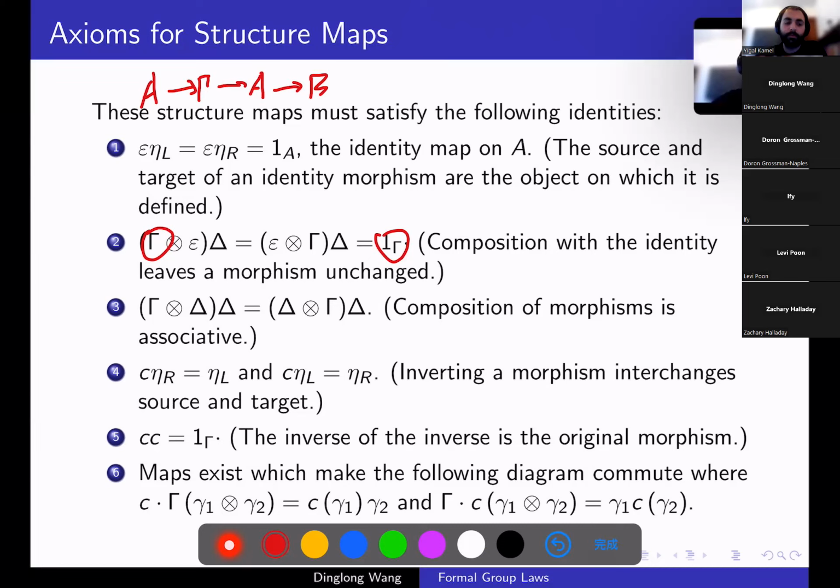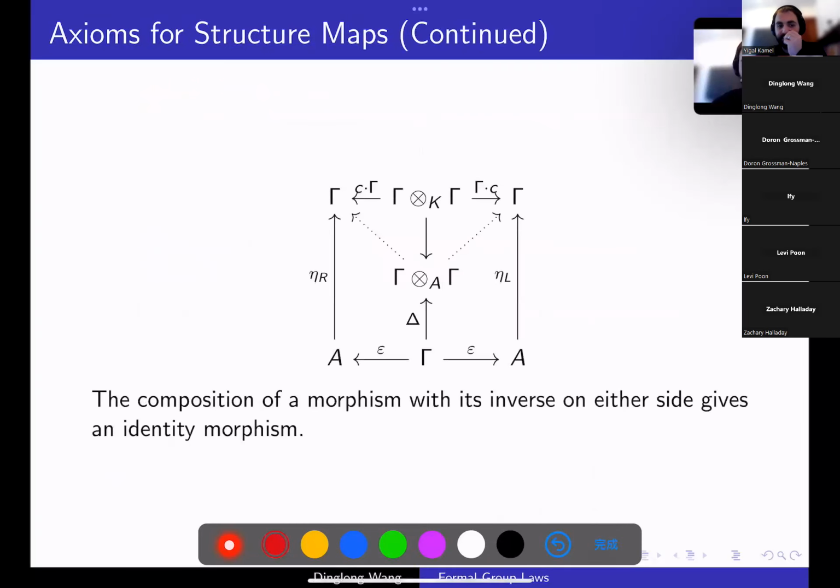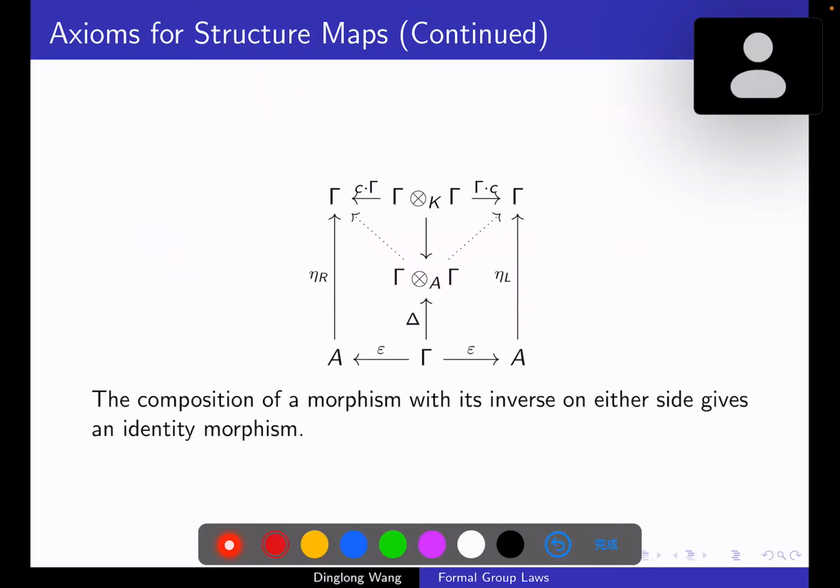Composition with the identity leaves a morphism unchanged. Composition of morphisms is associative. Inverting a morphism interchanges source and target. The inverse of the inverse is the original morphism, and maps exist which make the following diagram commute, where C dot gamma is the pointwise multiplication of these two maps, and it looks like this. It says that the composition of a morphism with its inverse on either side gives an identity morphism. It should be easy to check. I will not do it here.